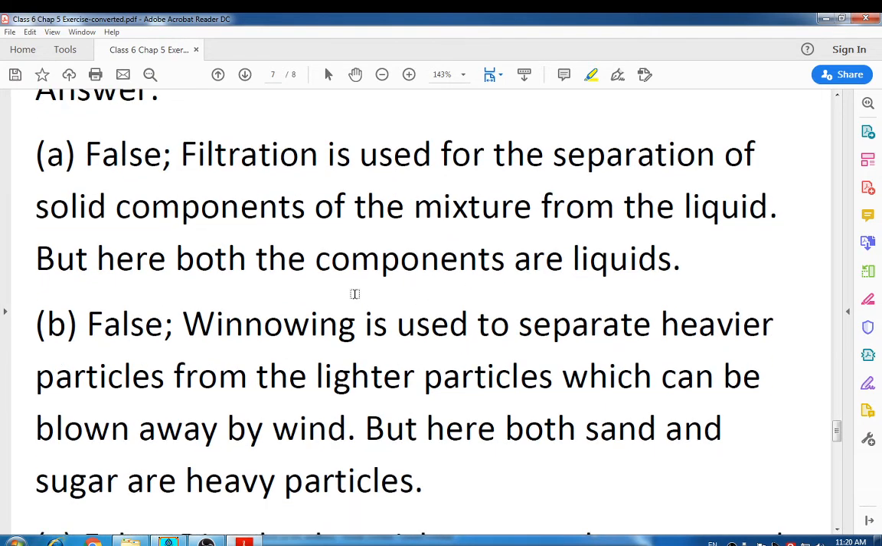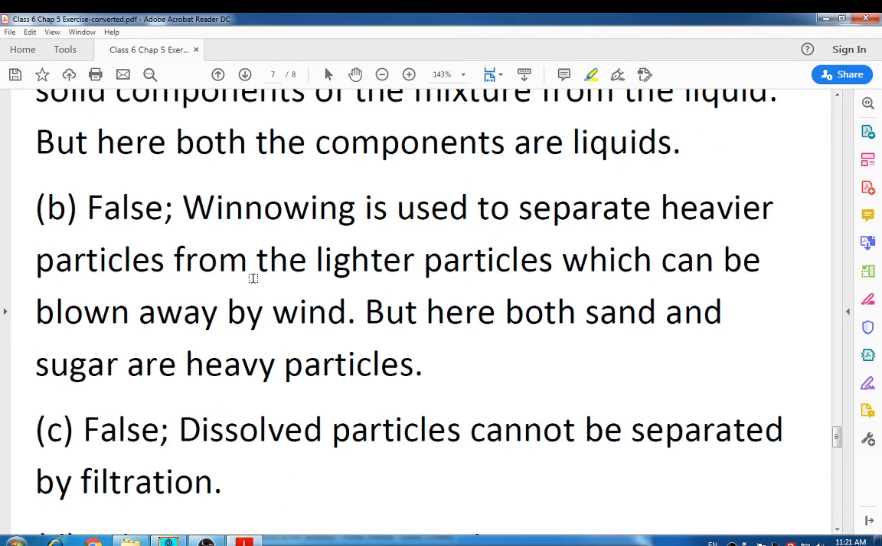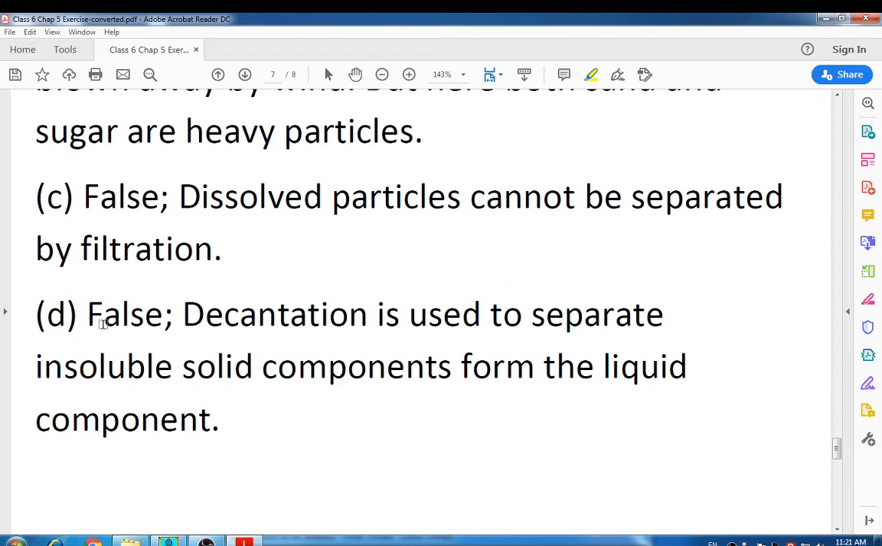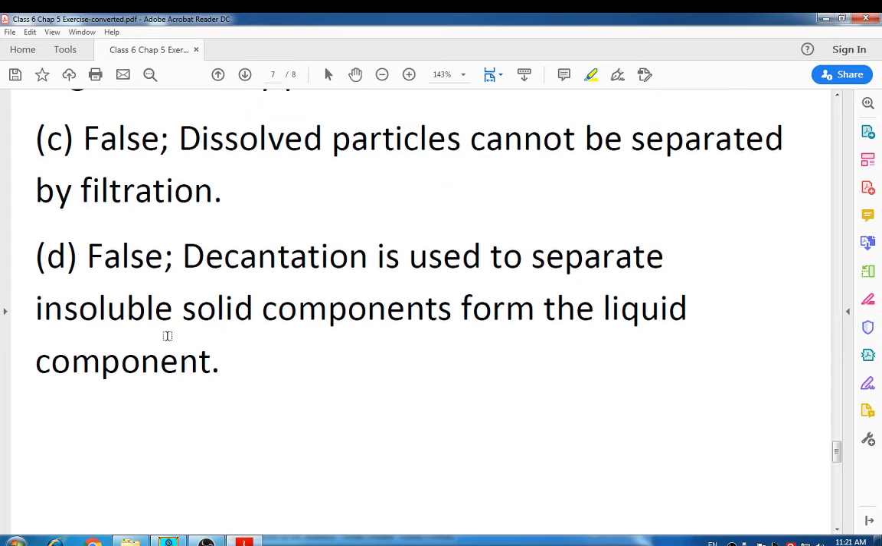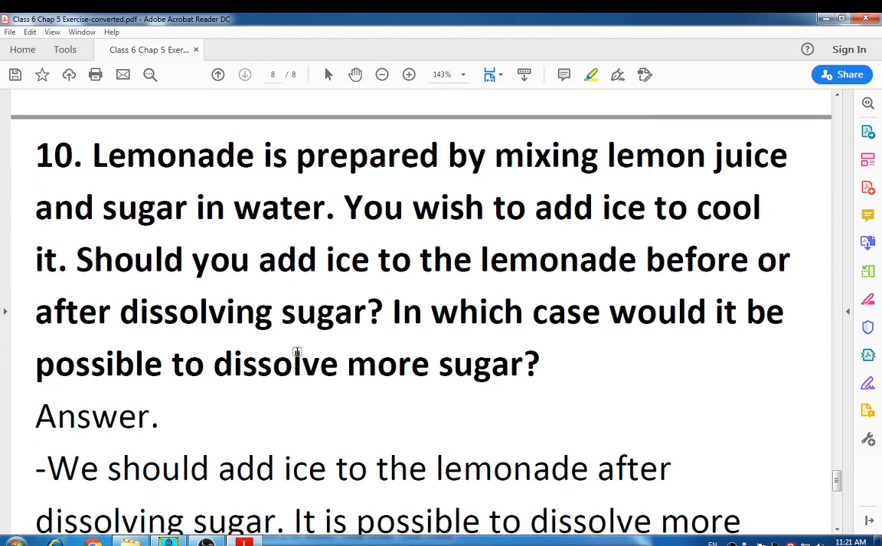Just read that. First answer is false, as the filtration we are using to separate the solid from liquid. Okay. Second one false, because winnowing we are using to separate out the lighter and heavier particles. Third is also false because we cannot separate out those dissolved particles by filtration. And the last one is also false because decantation, when we are using, when the sediment is there, okay, we are separating the solid from the liquid. So all the answers are false. Understood? Then question number 10.